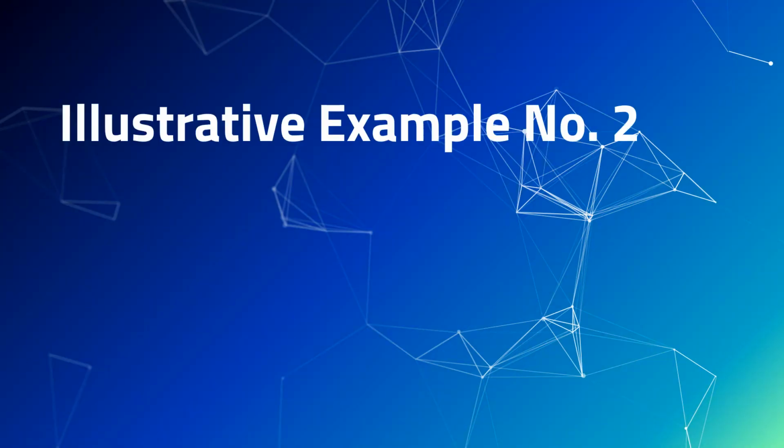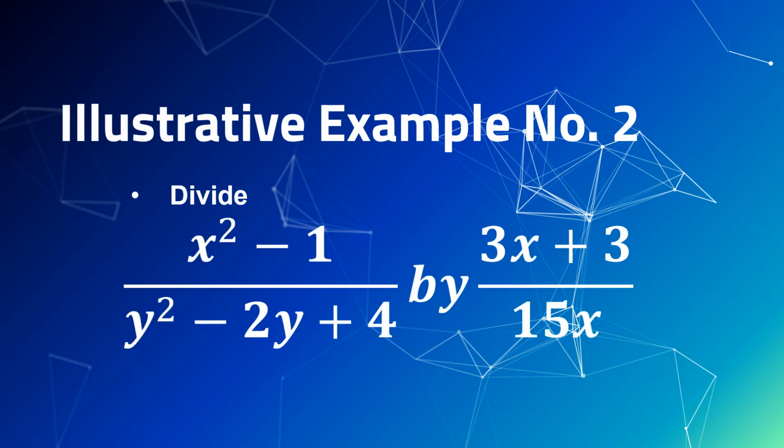Our second example is we are going to divide x squared minus 1 over y squared minus 2y plus 4 by 3x plus 3 all over 15x. Again, you have to go back to the factoring technique so that you can easily factor these polynomials. Okay, so let's have the solution.